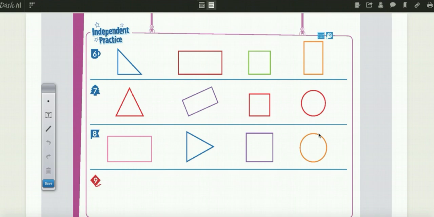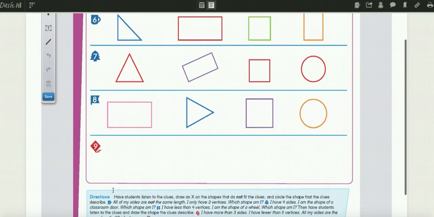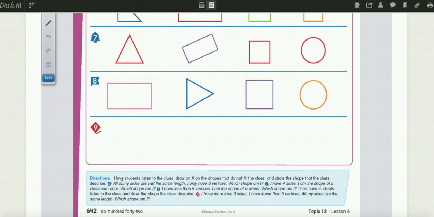Okay, for this page, you're going to do the same thing. You're going to listen to the clues, draw an X on the shapes that do not fit the clues, and circle the shape that the clues describe. So for number 6, all of my sides are not the same length. I only have 3 vertices. Which shape am I?